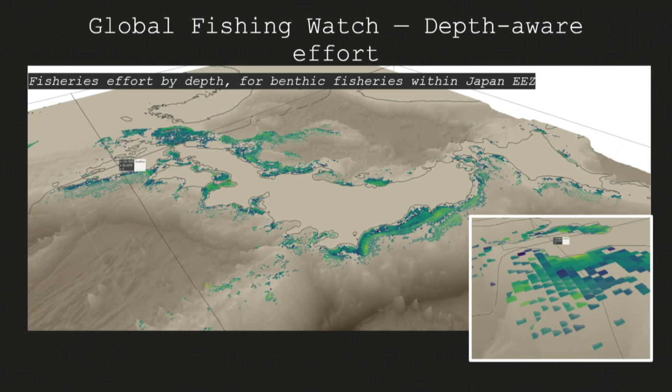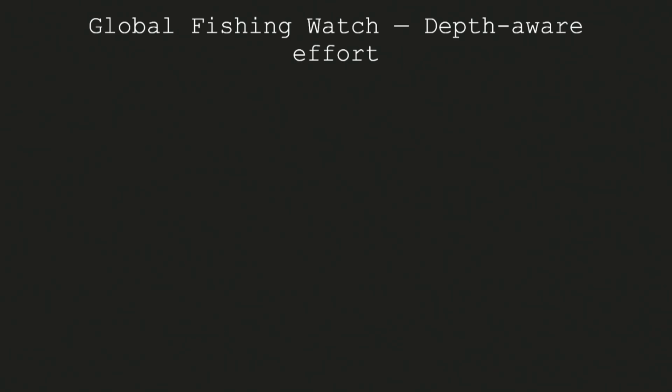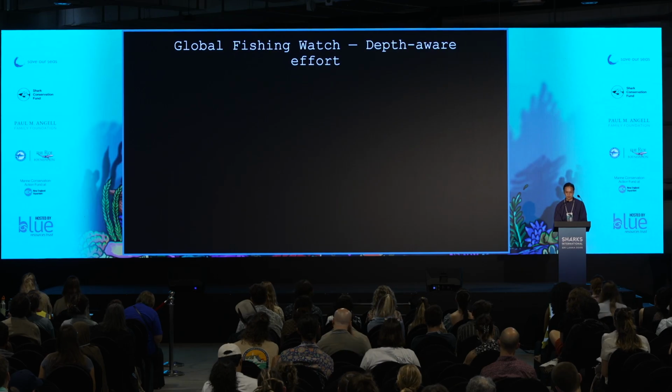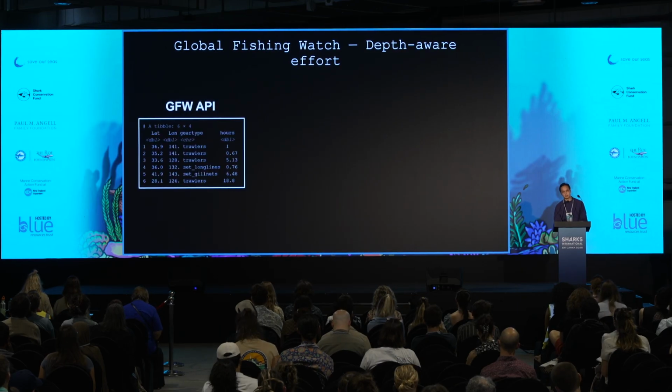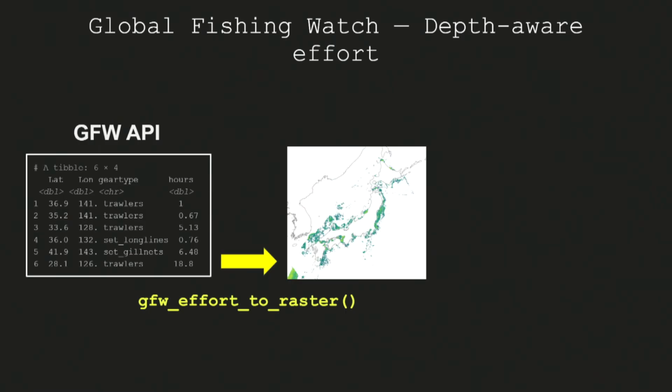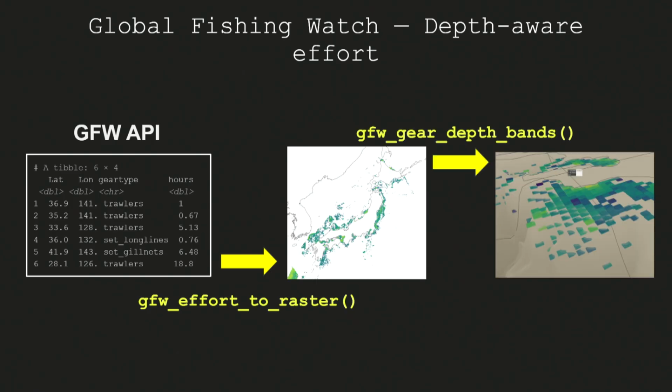So here I have a figure with the benthic fishery types. So for example, bottom trawling clamped to the bathymetry of the area around Japan and visualized in 3D. And so this workflow in code, we take the Global Fishing Watch API and take that tabular data. We can convert it into a spatial raster. And then we have a function for taking the benthic fisheries effort and bounding it to the seafloor, and also taking the pelagic fisheries at their respective depth ranges.